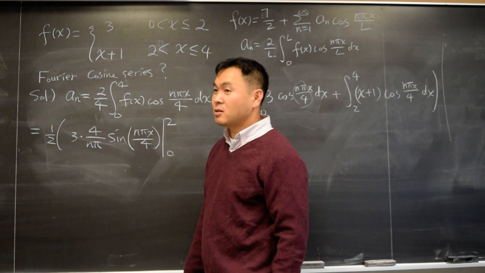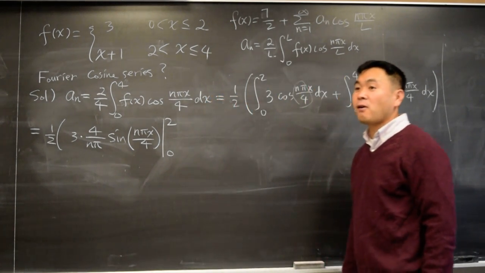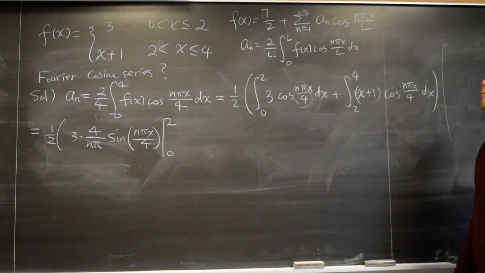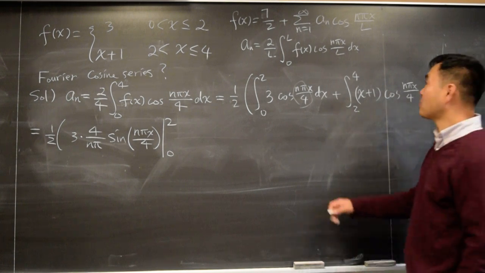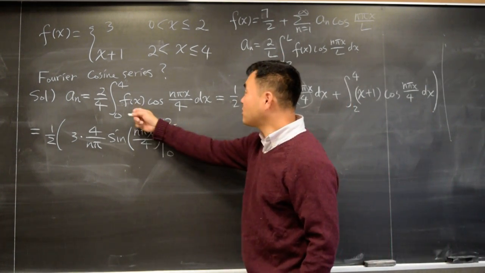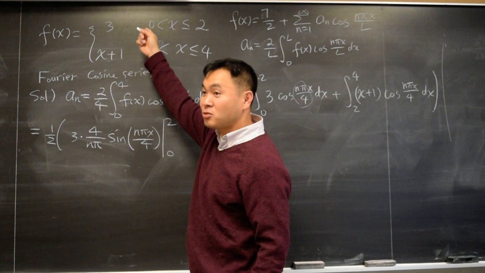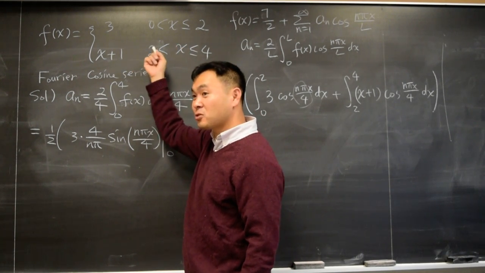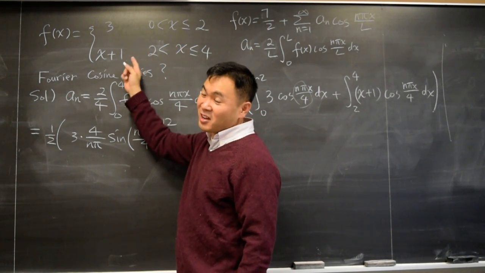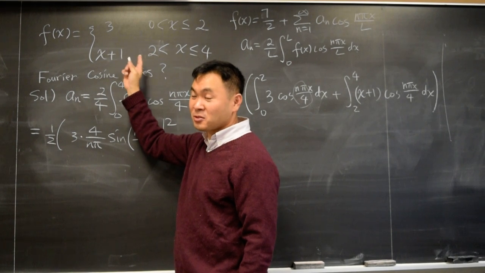So I thought that the L for 3 would be 0 to 2, and the L for the x plus 1 would be 0 to 4. But I guess no, that's not how it works. I mean, it's a single function. Don't think of this as 2 different functions. It's one function whose formula happens to be different for different intervals.